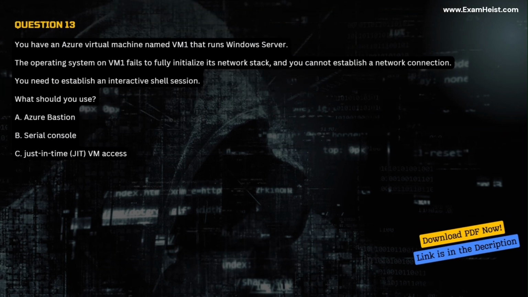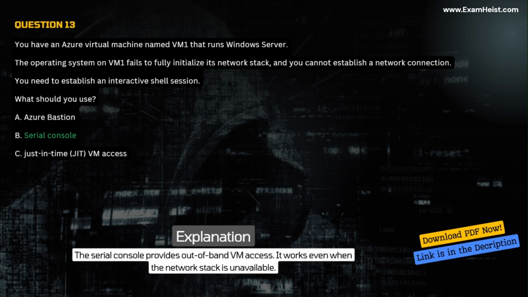Question 13. You have an Azure virtual machine named VM1 that runs Windows Server. The operating system on VM1 fails to fully initialize its network stack, and you cannot establish a network connection. You need to establish an interactive shell session. What should you use? A. Azure Bastion. B. Serial Console. C. Just-in-time, JIT, VM Access. Correct answer B. Serial Console.